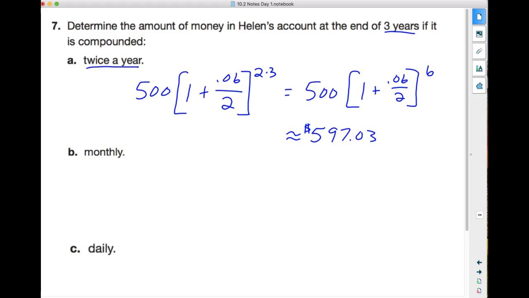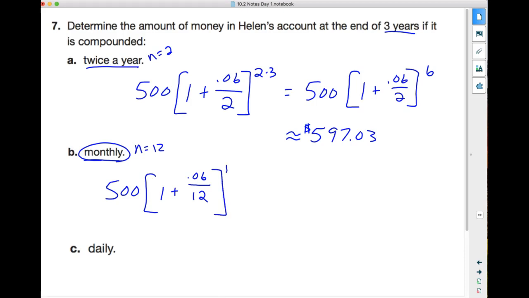What happens if they do your interest monthly? Well, now I'm going to take my 500, that's 1 plus. She's still getting 6% a year. But now, if you're getting paid monthly, how many months are in a year? 12. So now N is 12. N equals 12 here. N equals 2 up here. And that's going to be raised to the 12 times 3.